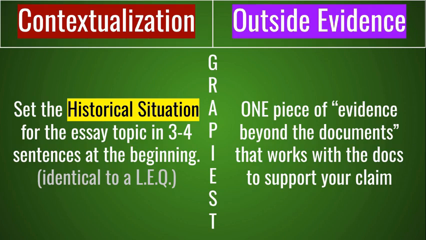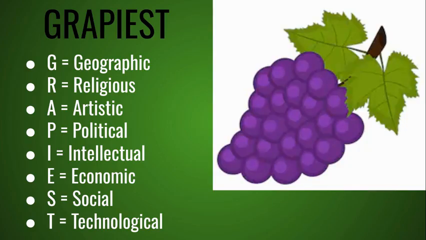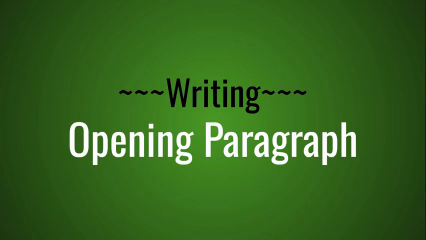And so both of these, hopefully you can see, are attempts by the College Board, by the AP readers, to know whether you actually know anything about the subject on your own or whether you're just working with the information that they've given you. Each of these is worth a point. If you get brain freeze, if you're stuck, go back to this hideous clip art grapes and go through your grapiest categories. Is there anything I know about this topic geographically? Is there anything I know about this topic religiously, and so on? You don't have to do them all. Just get a couple good ideas, and off we go.